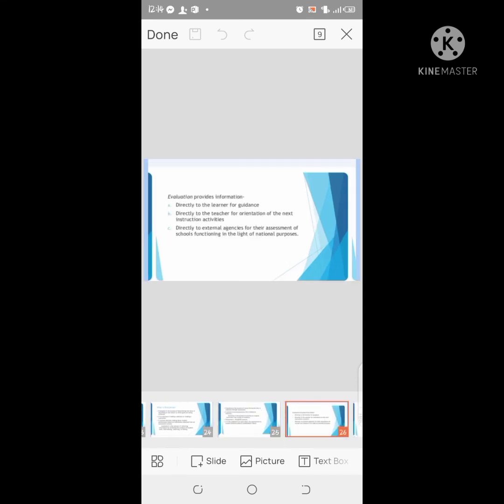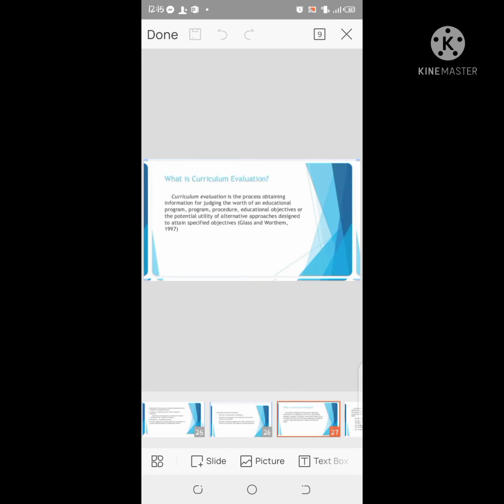Okay, next, evaluation provides information directly to the learner for guidance, then directly to the teacher for orientation of the next structured activities, then directly to external agencies for the assessment of the school's functioning in the light of national purposes.